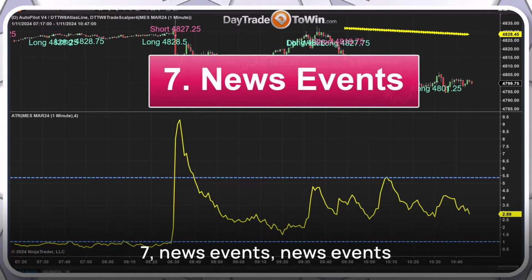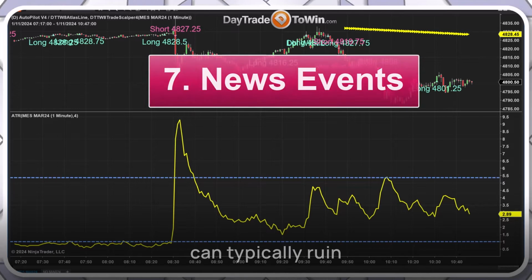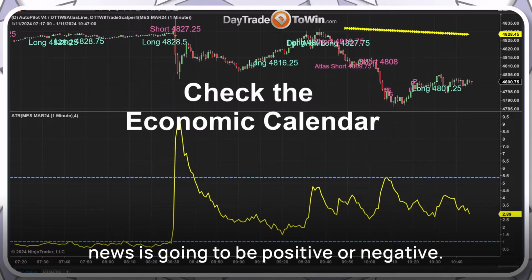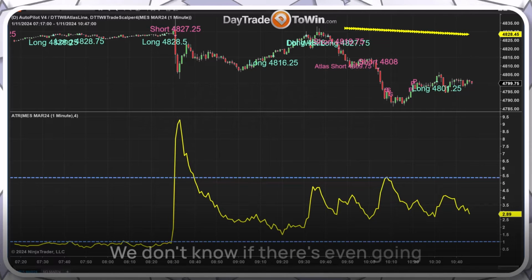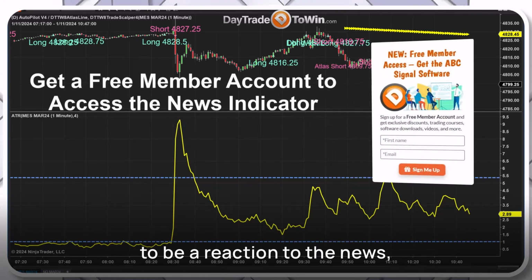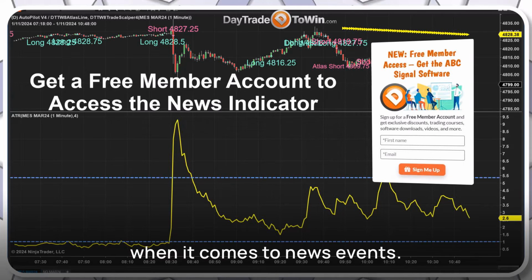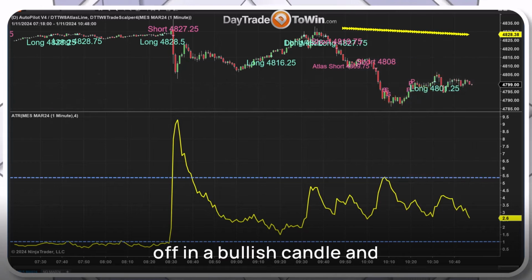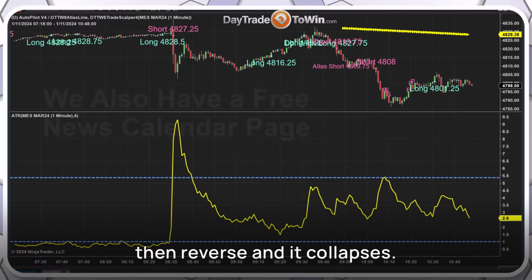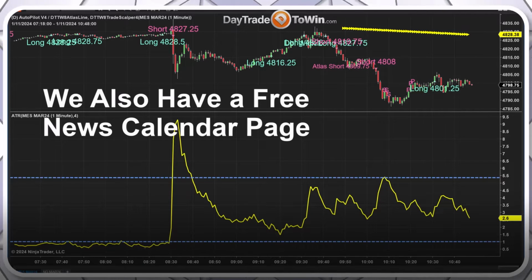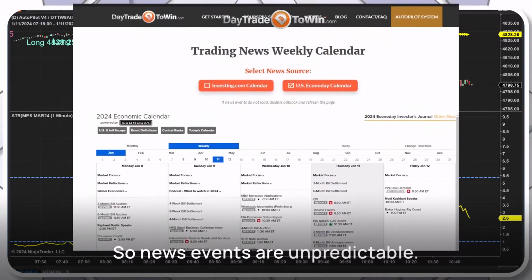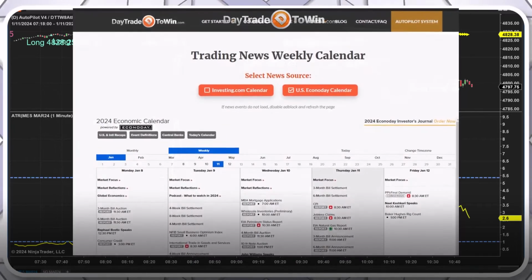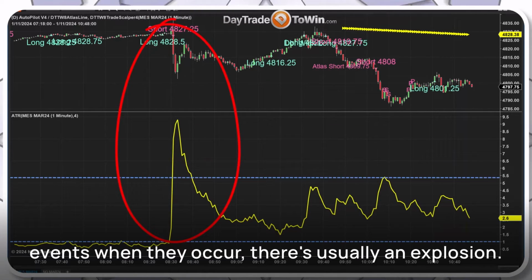News events can typically ruin the day because we don't know if the news is going to be positive or negative. We don't know if there's even going to be a reaction to the news. We don't know a lot of things when it comes to news events. Sometimes a news event may start off in a bullish candle and then reverse and it collapses. So it's a reversal. So news events are unpredictable. The one thing that is known about news events, when they occur, there's usually an explosion.